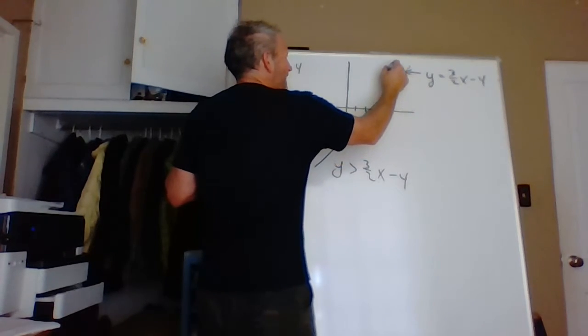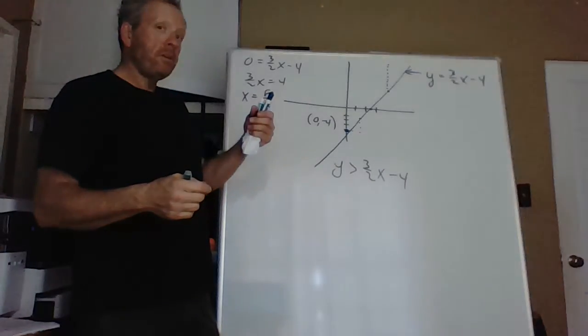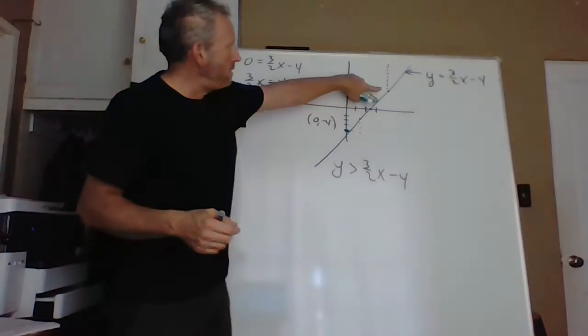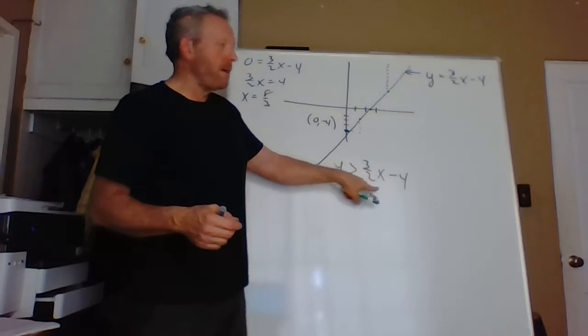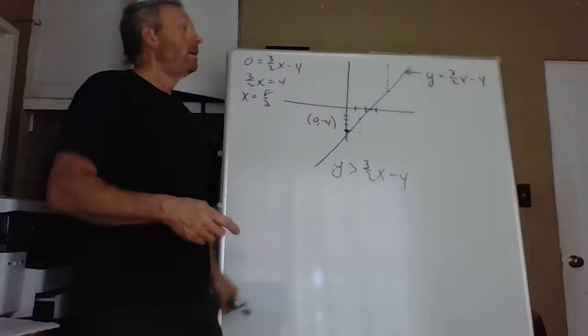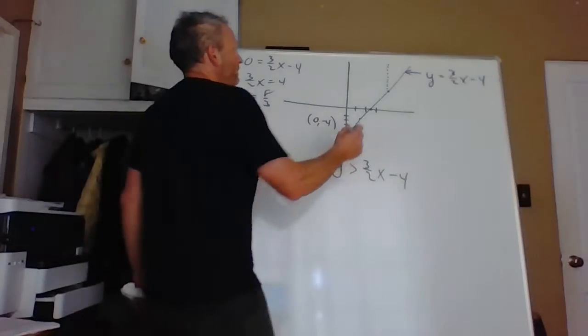So any of those points above this point will have a y coordinate which is greater than 3 halves times the x coordinate minus 4. Whew, that was a pretty wordy way of saying the following.